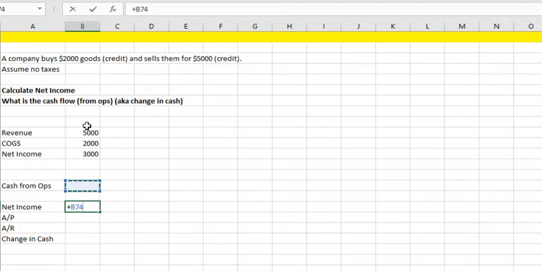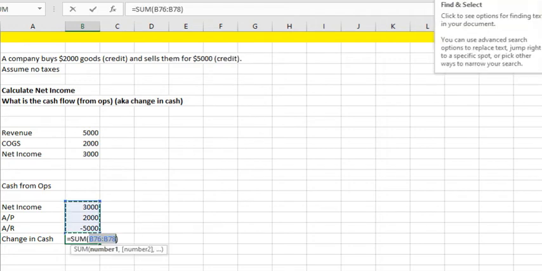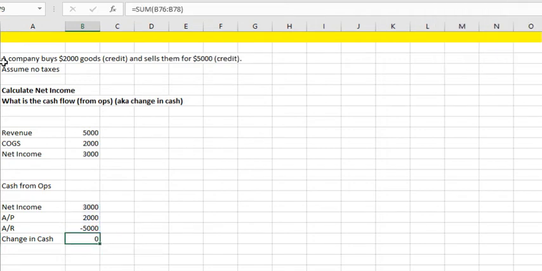Cash from operations, we are going to start with net income. As I mentioned earlier in the video, any increase in current liabilities is going to increase cash because we are not paying that cash and we are starting with net income. Any increase in accounts receivable or any current asset is going to decrease cash, and in this case accounts receivable and current assets are increasing in the amount of $5,000. When we add them up, we are going to find pretty much the same answers. The change in cash is zero.